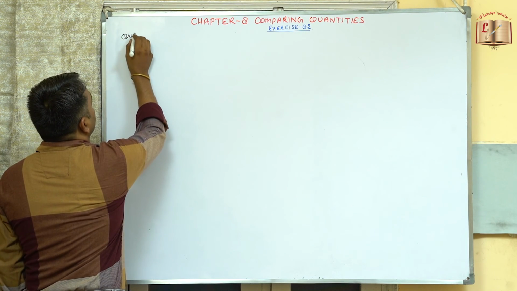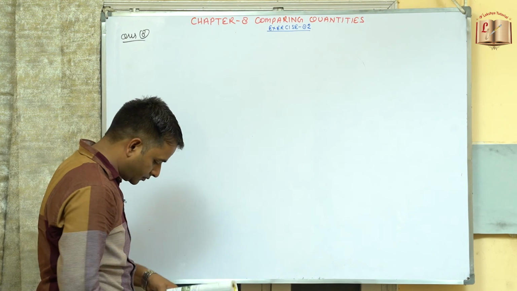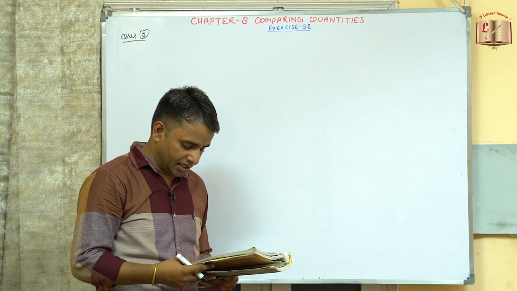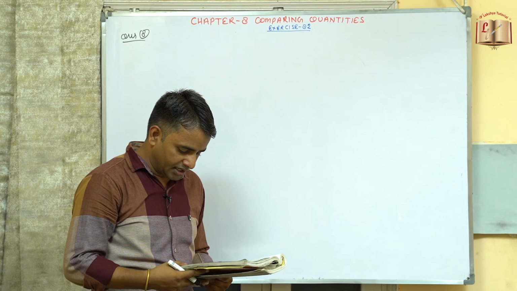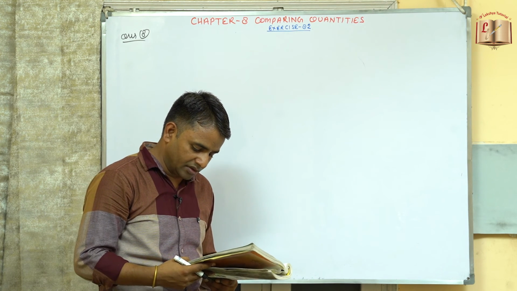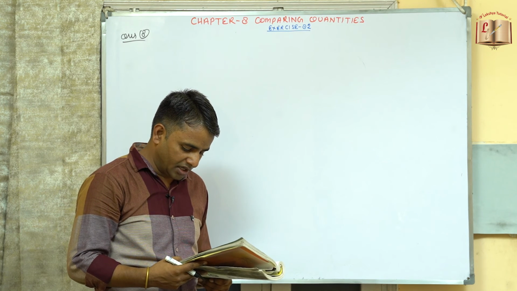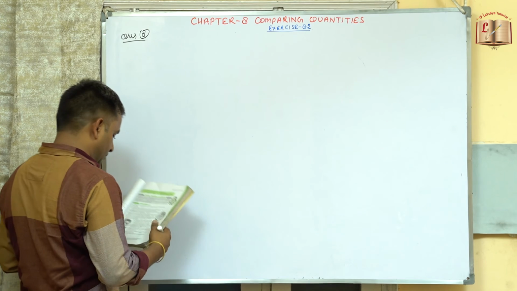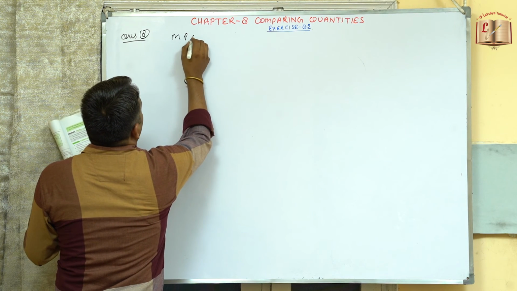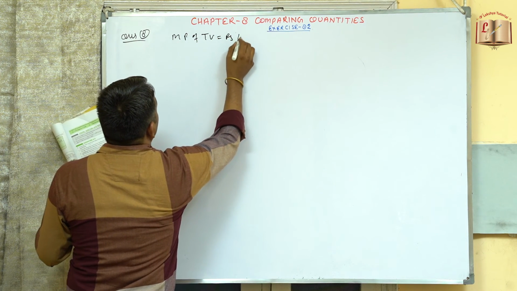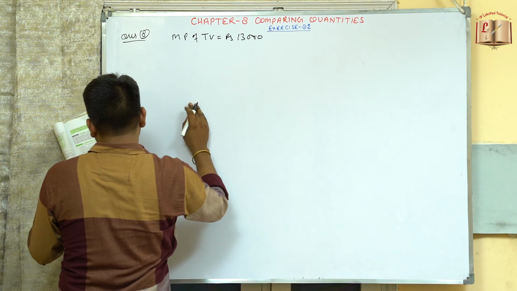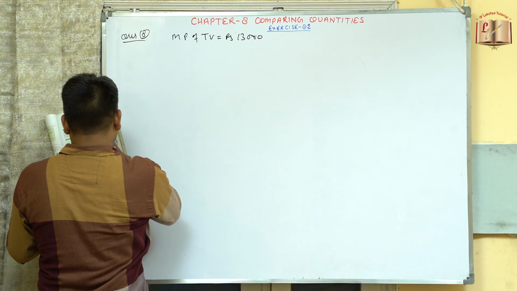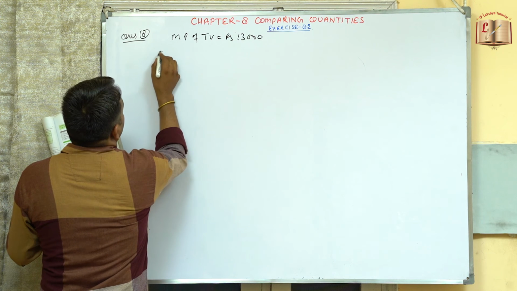So now coming to question number 8. The price of a TV is rupees 13,000. The sales tax is charged on it at a rate of 12%. Find the amount that Vinod will have to pay if he buys it. So the market price of the TV is equals to rupees 13,000. So we'll find out this tax.